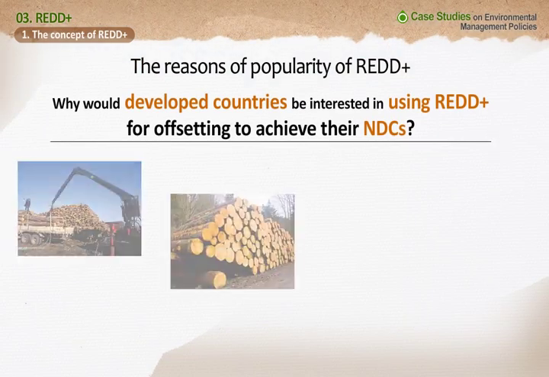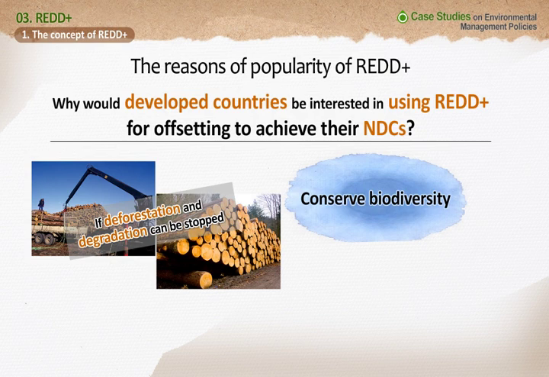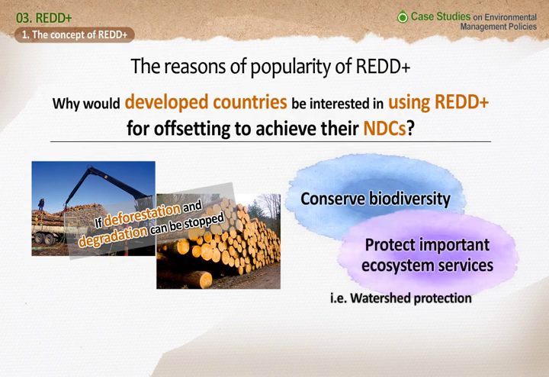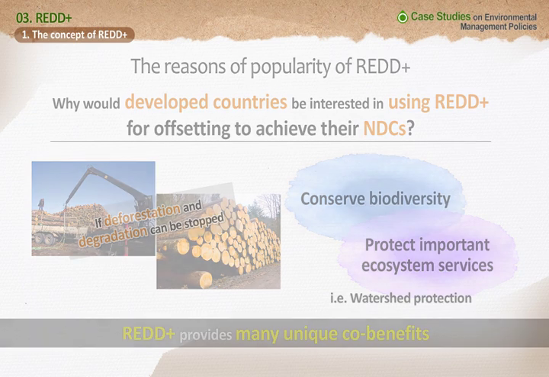Another reason why REDD+ is a popular concept is that if REDD+ can stop deforestation and forest degradation, it will conserve biodiversity and protect important ecosystem services that forests provide, such as watershed protection. REDD+ could thus provide many unique co-benefits.